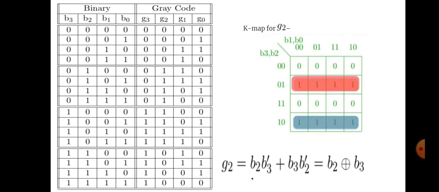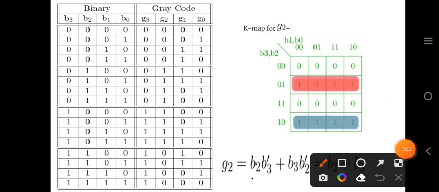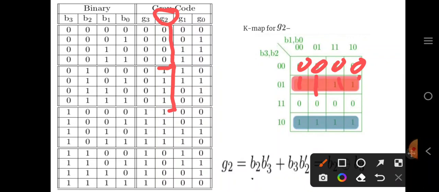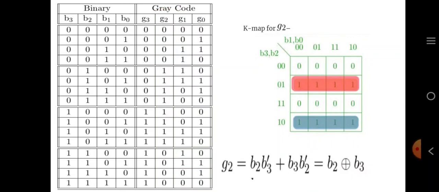Now the same procedure is followed for G2. Consider this column of G2. Put all the zeros and ones in the K map. So 0 0 0 0 0 0 0 0 1 1 1 1, then 1 1 1 1 1 1 1 1 1 1 1 1, and the last group is 0 0 0 0. This is how we will plot the numbers.